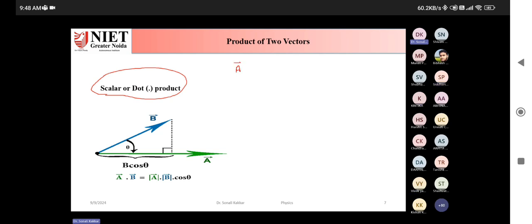Why is it called dot product? Because we denote it like this: A dot B. The dot or scalar product of these two vectors, A vector and B vector, is mathematically equal to the magnitude of A into the magnitude of B into cos of the angle theta between these two vectors. This is the mathematical expression.